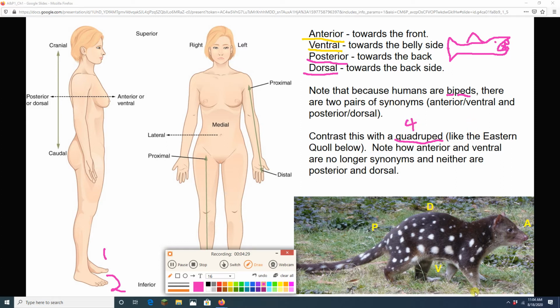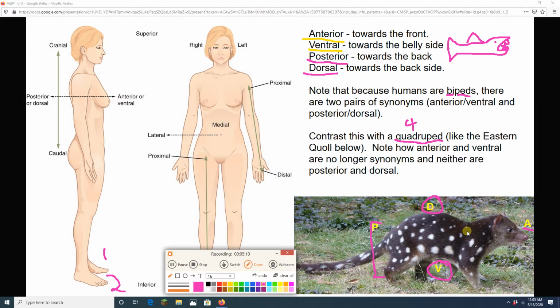So like this eastern quoll down here, he is a quadruped. And so in him, this directional terminology is a little bit different. The anterior surface is where the direction his snout is facing. His tail is back here on the posterior surface, kind of the butt side for him. But then his belly side is down here. That's ventral, and his dorsal side is up here. So in a quadruped, anterior and ventral are not synonyms. Posterior and dorsal are not synonyms.